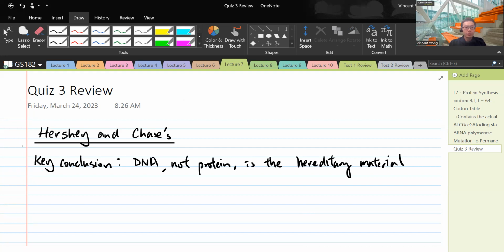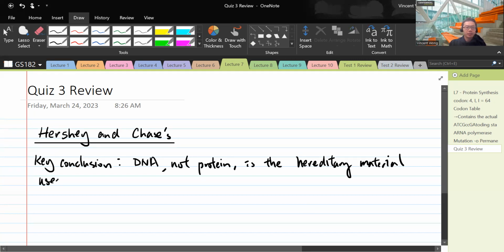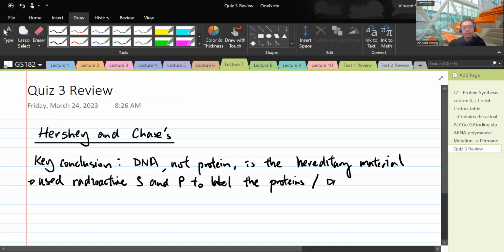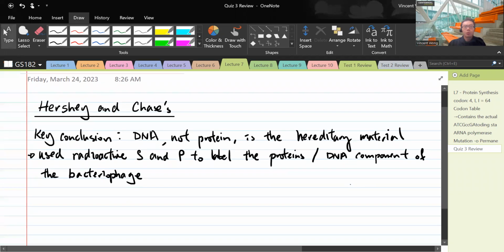And they basically used radioactive sulfur and phosphorus to label the proteins or DNA component of the bacteriophage. Okay, so that's basically what they did.